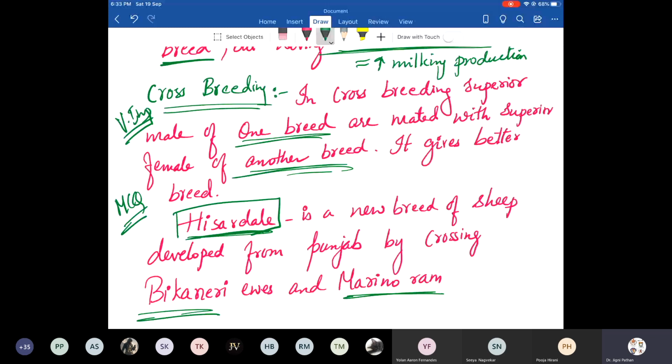Or they will give the two sheep and ask you the name of the new breed. You should know the name. Which method was followed? That is important: crossbreeding. This year's question was that same one. Crossbreeding was the question, right? Answer key. So very important. Let me show you the slide.